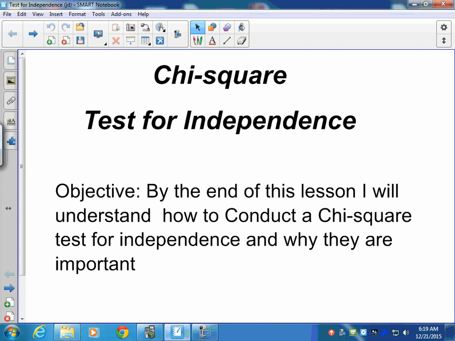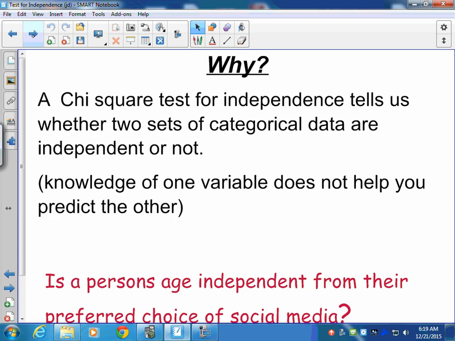Hello and welcome to today's lesson on chi-square test for independence. So our objective today: by the end of this lesson, I will understand how to conduct a chi-square test for independence and why they are important. Okay, always starting with the why.